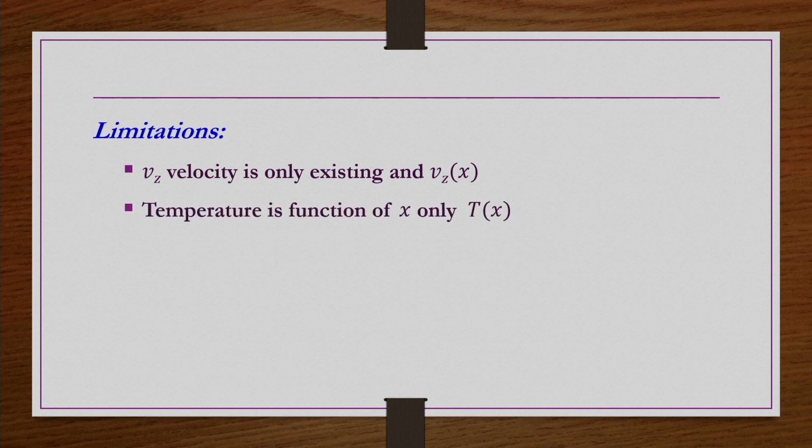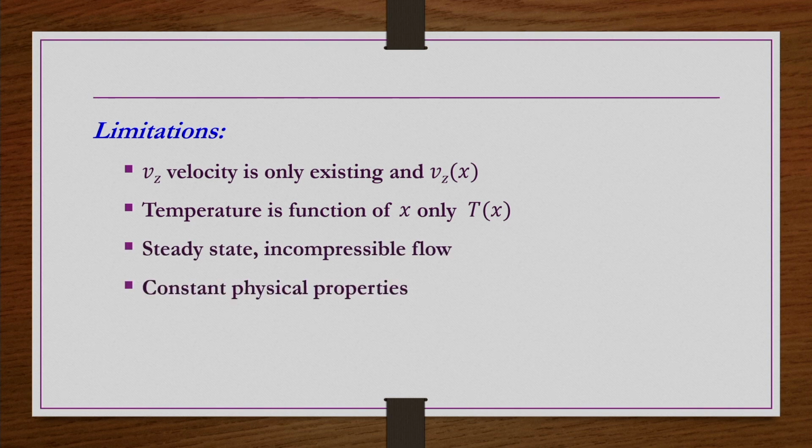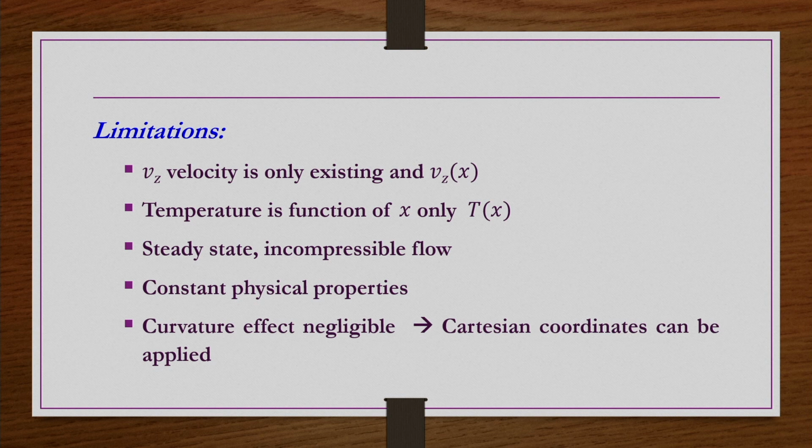The limitations of this problem, if you list them out: only V z velocity exists and it is a function of x, temperature is a function of x only, steady state and incompressible flow, constant physical properties, and negligible curvature effect, so Cartesian coordinates can be applied. The fluid is not specified, so we can take it as a Newtonian fluid.